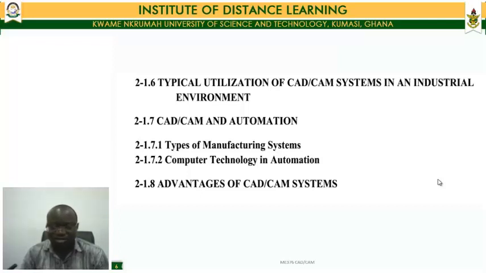If we have a task on hand and we want to solve that situation, we use a certain flowchart to answer some basic questions, which will make us take some decisions to help us to utilize the CAD in an industrial environment. Now, we will briefly look at CAD/CAM system and automation, looking at the various types of manufacturing systems, and look at the application of computer technology in automation. And then finally, we will look at the advantages and disadvantages as well of CAD/CAM systems.